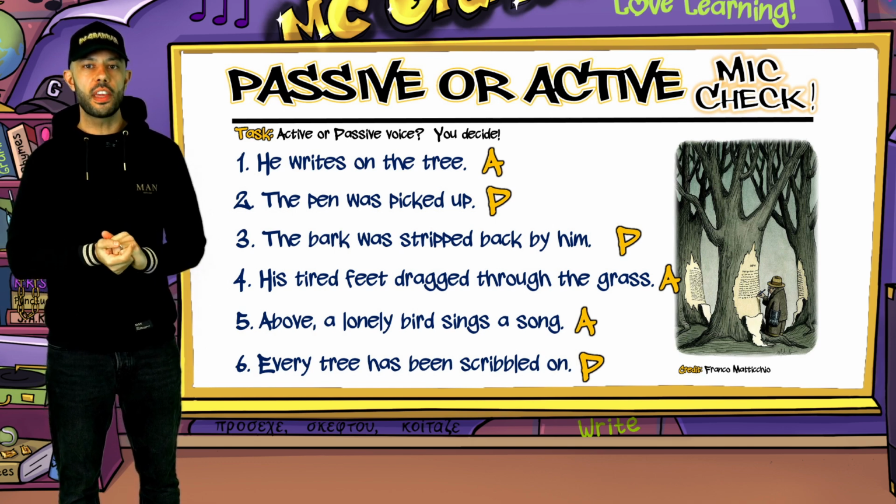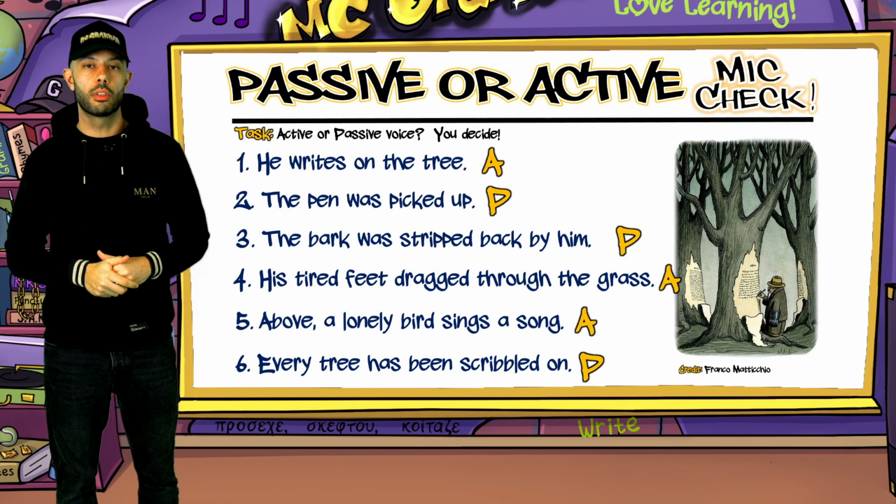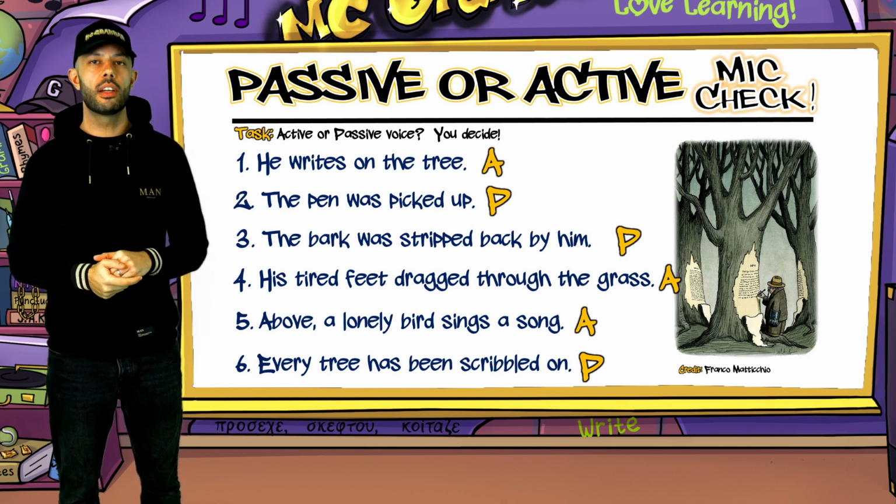We've got his tired feet dragged through the grass. Feet are dragging through the grass. Well done, active. And we've got above, a lonely bird sings a song.